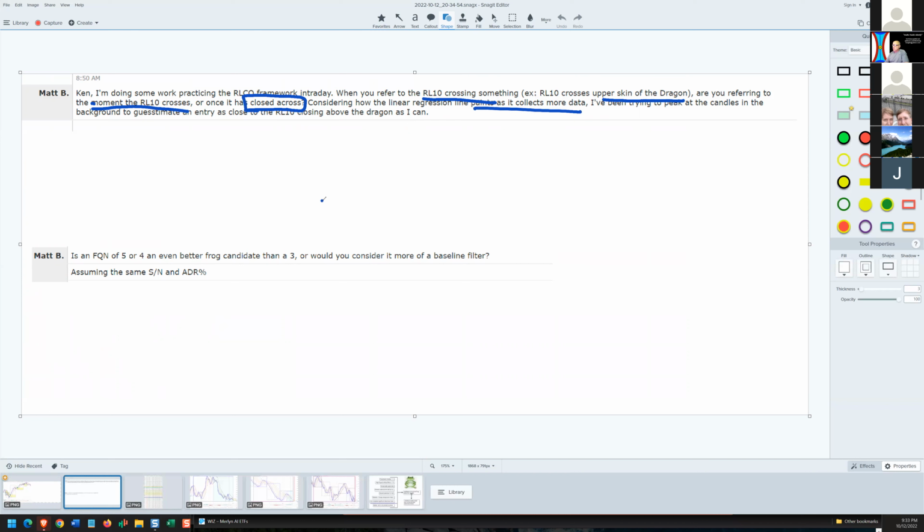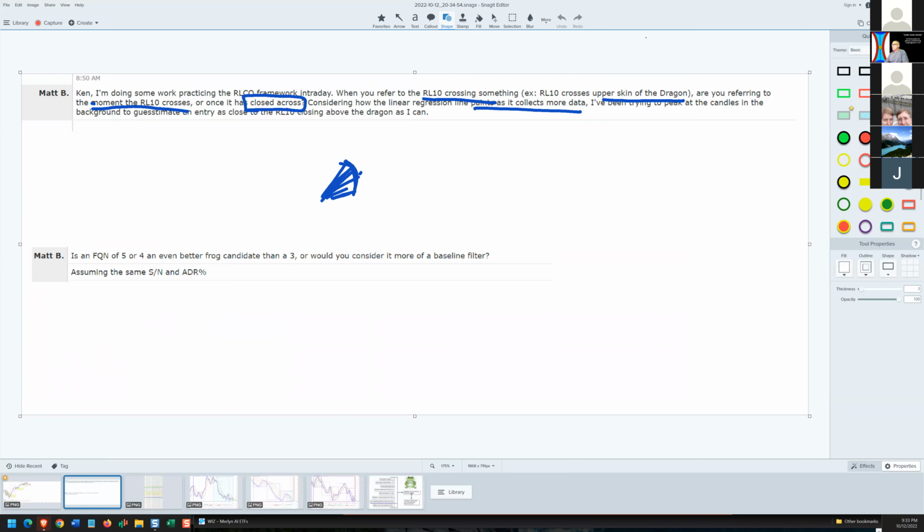Because you would see, as price was moving up and down, the end of the RL10 could be flickering among all those positions while it's waiting to close. Then when it closes, then you'll get the exact place where it closes.